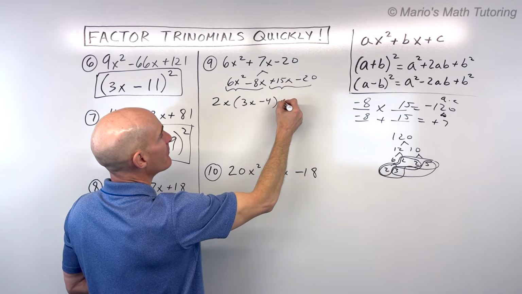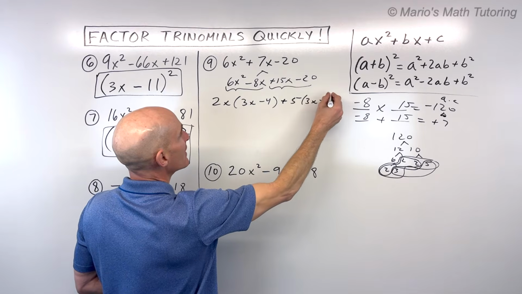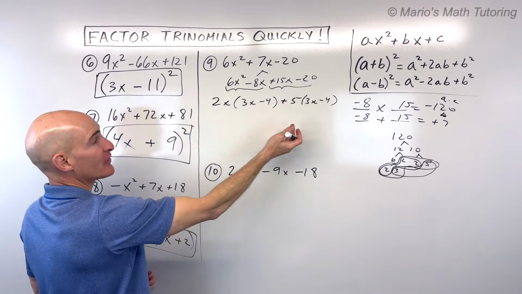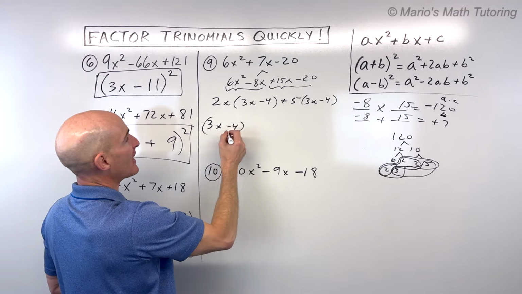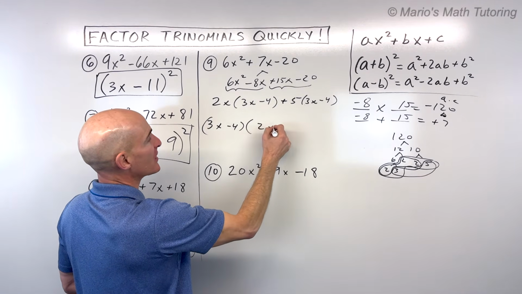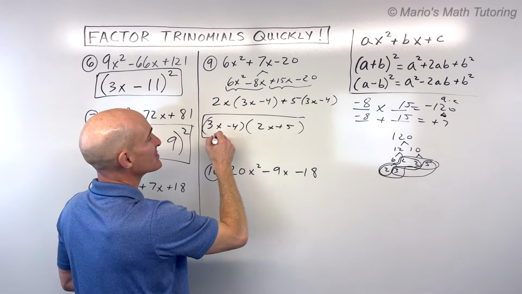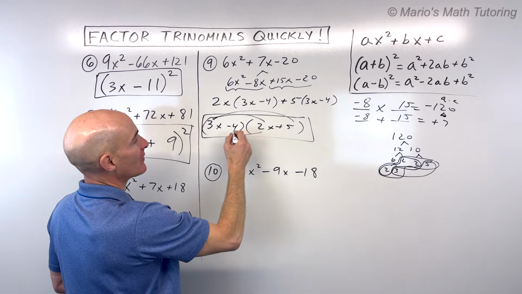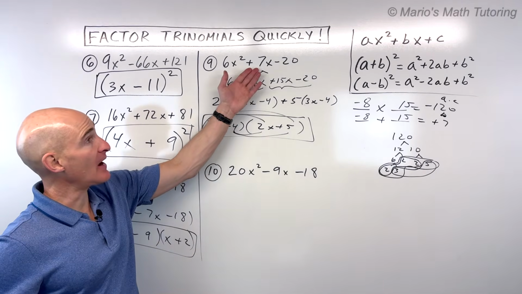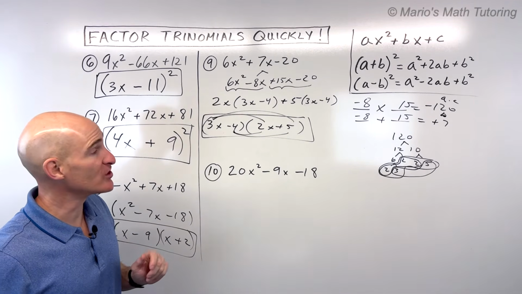Here I can factor out a positive 5. That's going to leave us with 3x minus 4. I'm going to divide out the 3x minus 4. That's like factoring it out. You're dividing it out, and you're left with these coefficients, 2x plus 5. If you're not 100% sure if you got it right, you just FOIL it, first, outer, inner, last, or distribute twice, combine like terms, and you should get back the original.